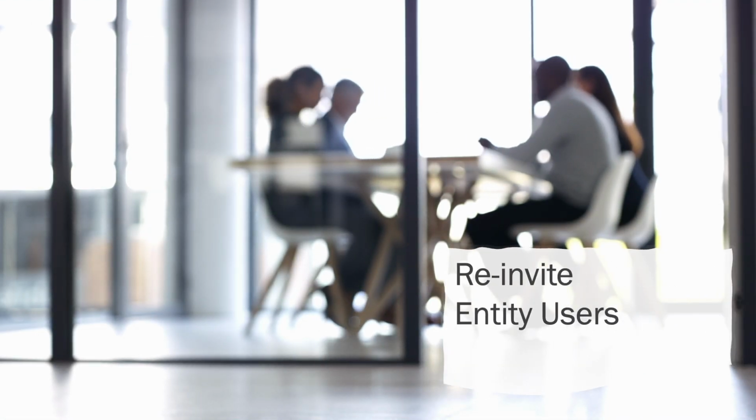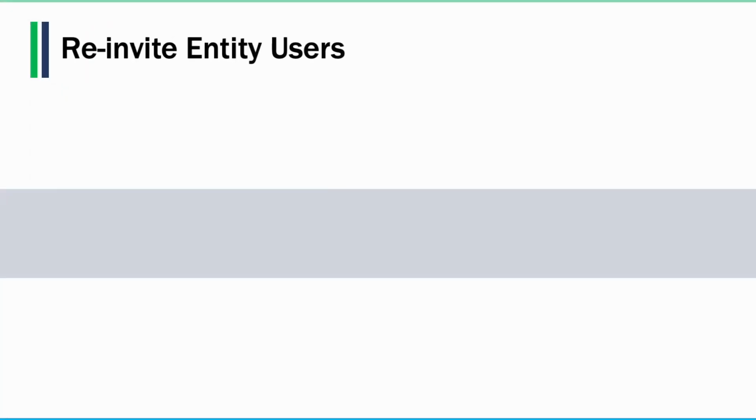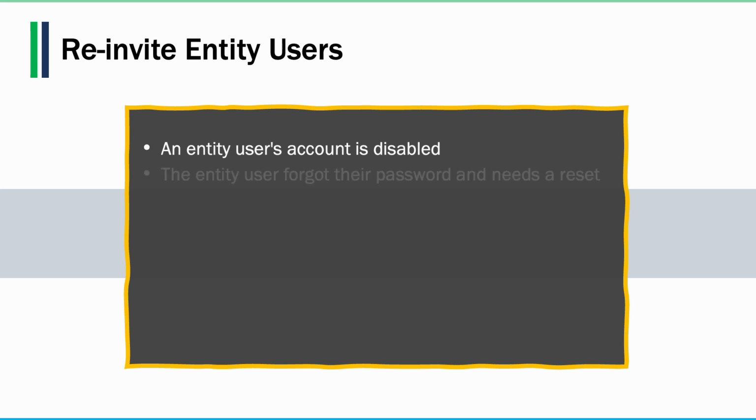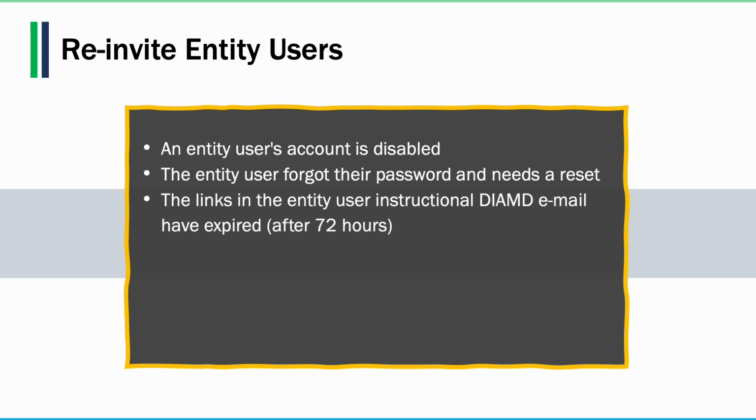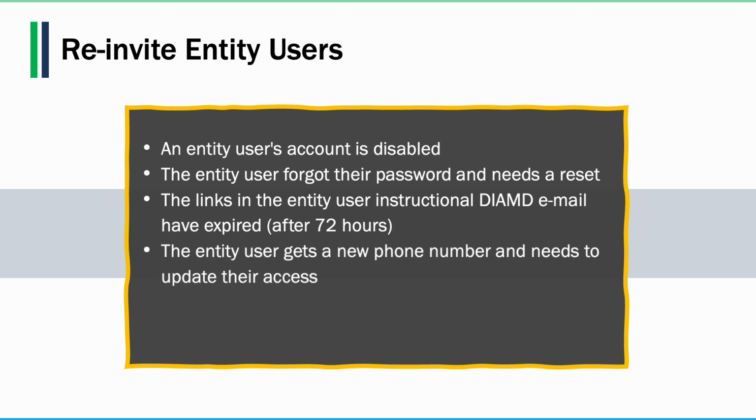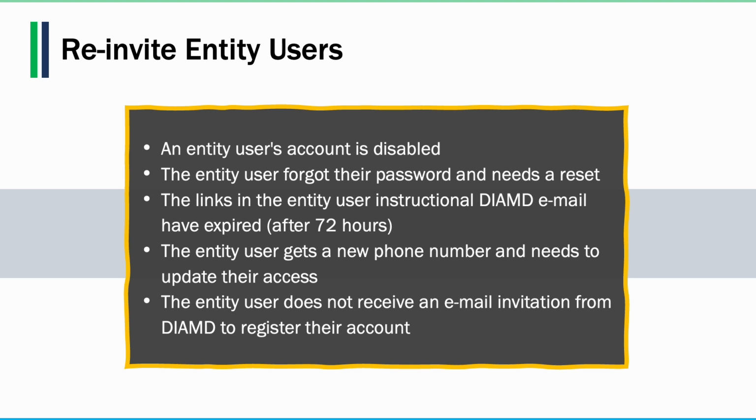Now let's review the steps the entity admin needs to take to re-invite entity users. The entity administrator can re-invite an entity user in the following circumstances. An entity user's account is disabled. The entity user forgot their password and needs a reset. The links in the entity user instructional Diamond email have expired, which happens after 72 hours. The entity user gets a new phone number and needs to update their access. Or, the entity user does not receive an email invitation from Diamond to register their account.